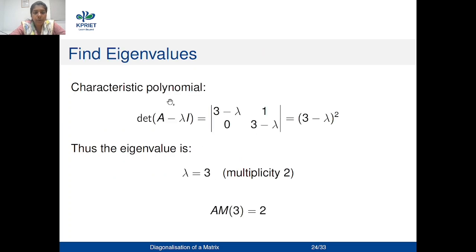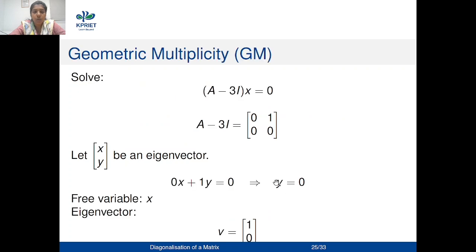As in the previous procedure, we have to find the characteristic polynomial for the matrix A minus lambda I, and here we can see that the root 3 occurs 2 times, which means the algebraic multiplicity is 2. So now let us find the geometric multiplicity. For the geometric multiplicity, the procedure is to consider A minus 3I and multiply it by the vector x, which should be equal to 0.